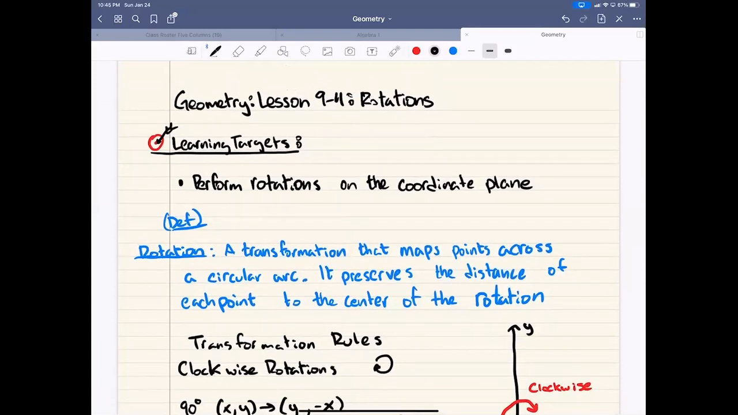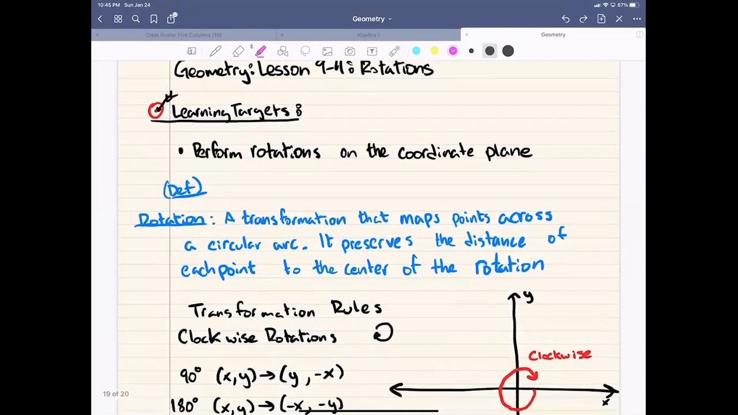All right, this time we're coming with a lesson for geometry, and it's going to be lesson 9-4, rotations. Okay, our learning target for today is to perform rotations on the coordinate plane. We're going to first define our word. Okay, we talked about rotation.